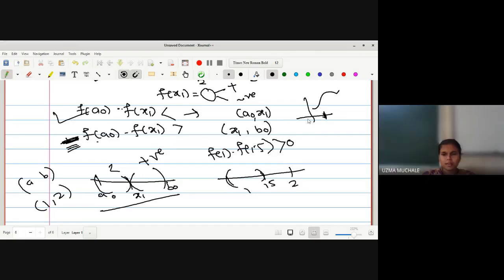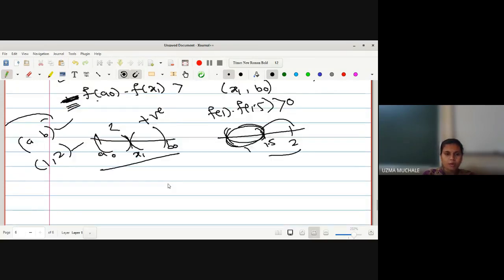Yes, ma'am. So if it is not going to touch your axis, it means that the root is not in this interval. So what is the possibility? Obviously, it must be in the second interval. Because we assumed that the root lies in the interval 1 to 2, or a to b. In general, it is a to b, and in the example, it is 1 to 2. So what is the other possibility? The root obviously must lie in the interval 1.5 to 2, or x1 to b0.